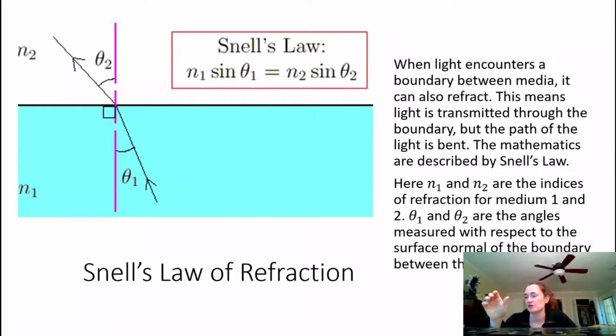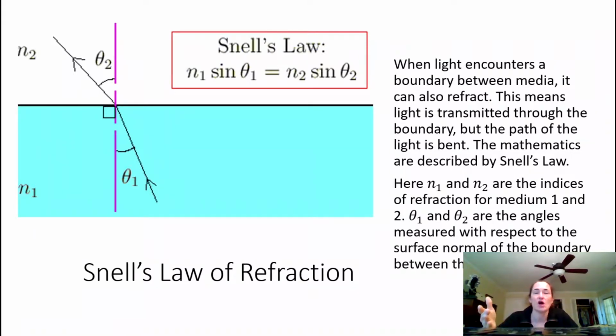We also talked about the law of refraction. Remember that when light encounters a boundary between media, it can either be reflected or transmitted. If it's transmitted, then if the index of refraction is different in between the media, then it will obey Snell's law. Snell's law says that if you're going from medium 1 to medium 2, that n1 sine theta 1 equals n2 sine theta 2, where n1 and n2 are the indices of refraction of medium 1 and medium 2 respectively, and theta 1 and theta 2 are the angles that the light ray makes with the surface normal for 1 and 2 respectively.